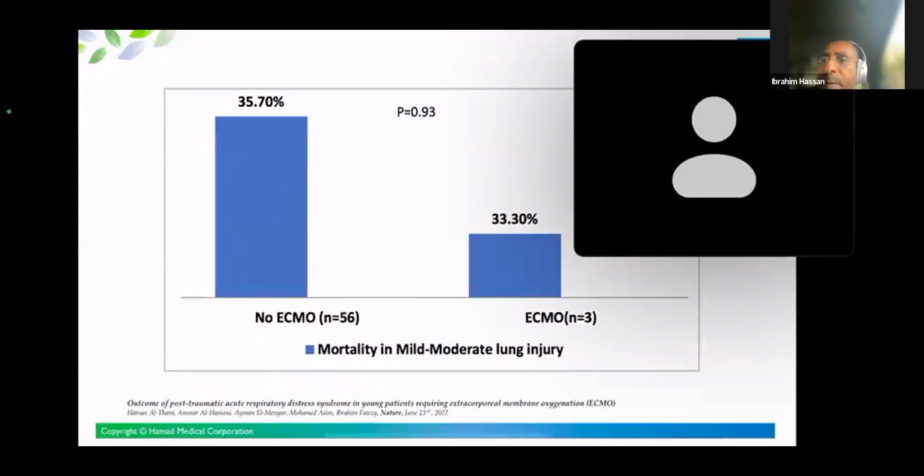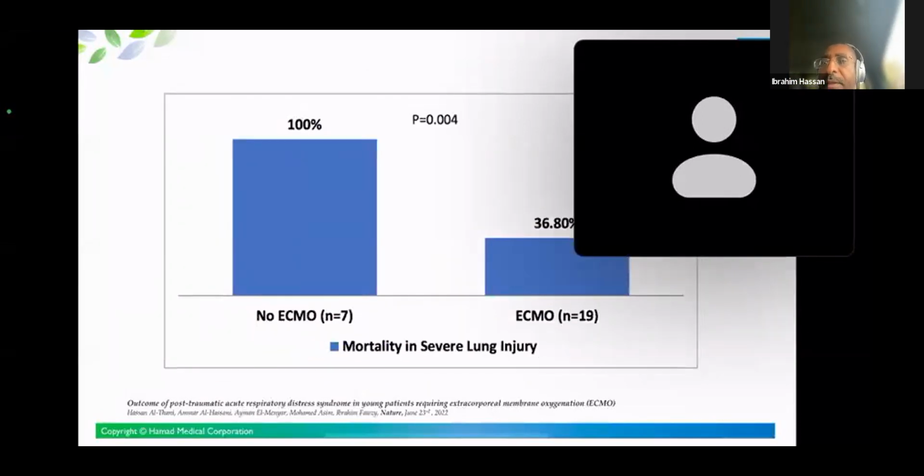the rest did survive. If you go to the severe lung injury score, look at the mortality in the no ECMO group: 100% mortality with a p-value of 0.004, compared to 36% mortality in the very, very severe ARDS that used ECMO. This really gives you a delineation. You know, it's a retrospective analysis, but it's an astonishing number: 100% mortality versus 36.8% with a p-value of 0.004.